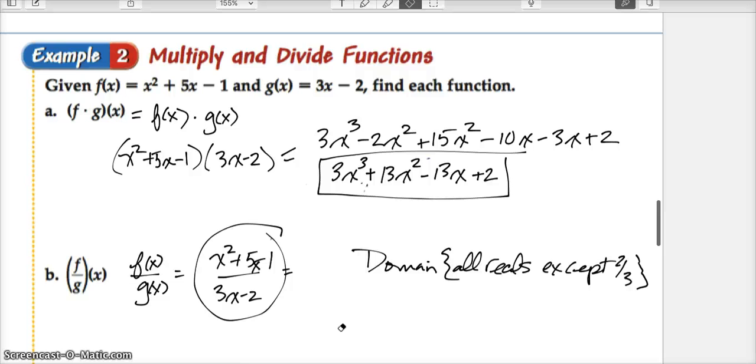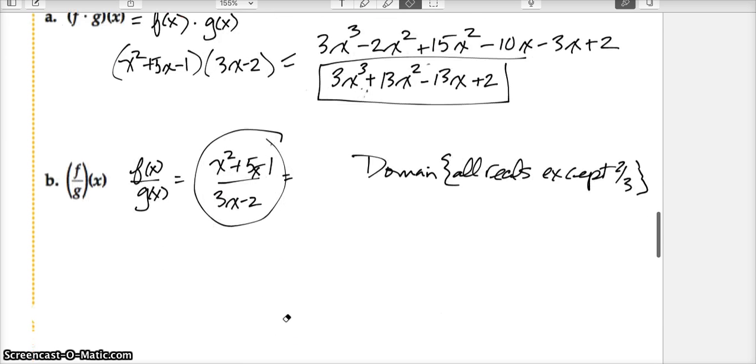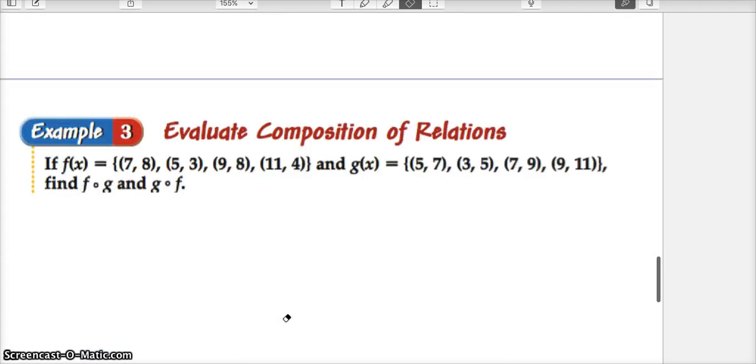So now you'll start to see every once in a while what I call the fine print, right? Here, this is the function, but remember, 2/3 can't work in the denominator. And so the domain is everything except for 2/3.